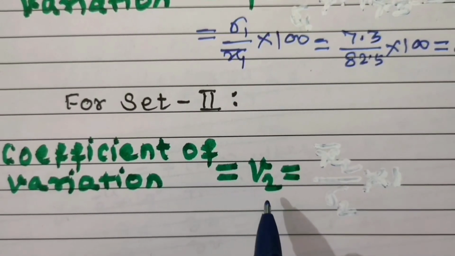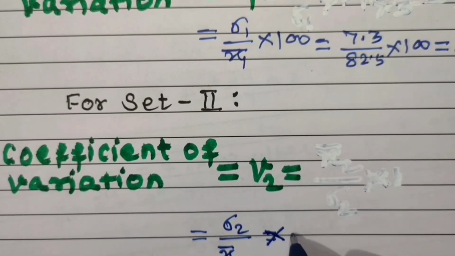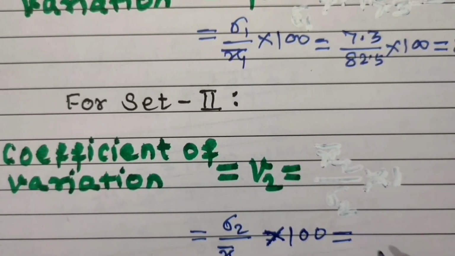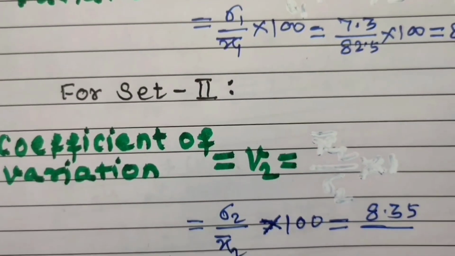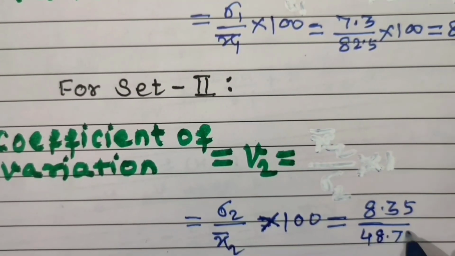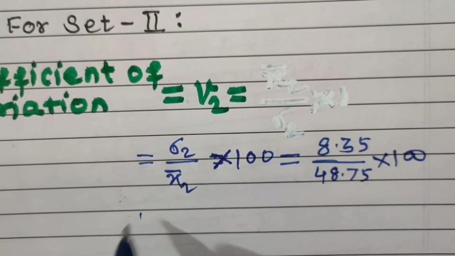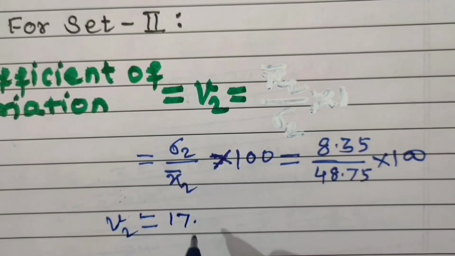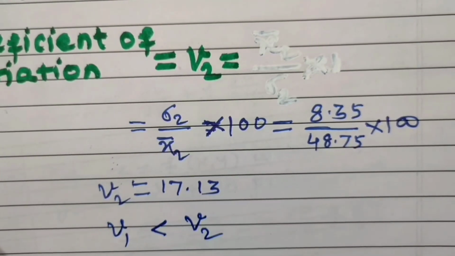Okay, similarly for set 2 we have to calculate coefficient of variation. V2 is equal to sigma 2 divided by x2 bar into 100, so this is equal to sigma 2 is 8.35 divided by mean is 48.75 into 100. Now calculate this. V2 is equal to 17.13 and here V1 is less than V2.